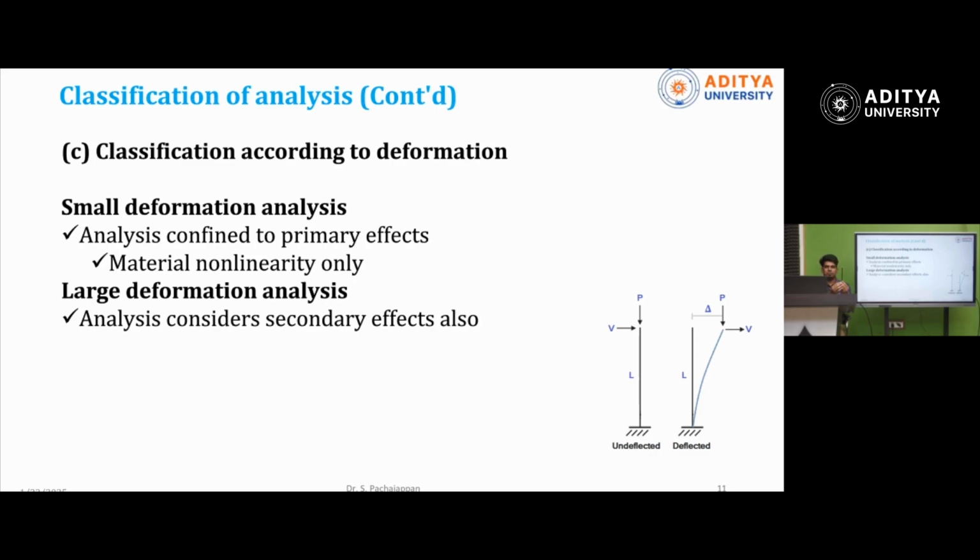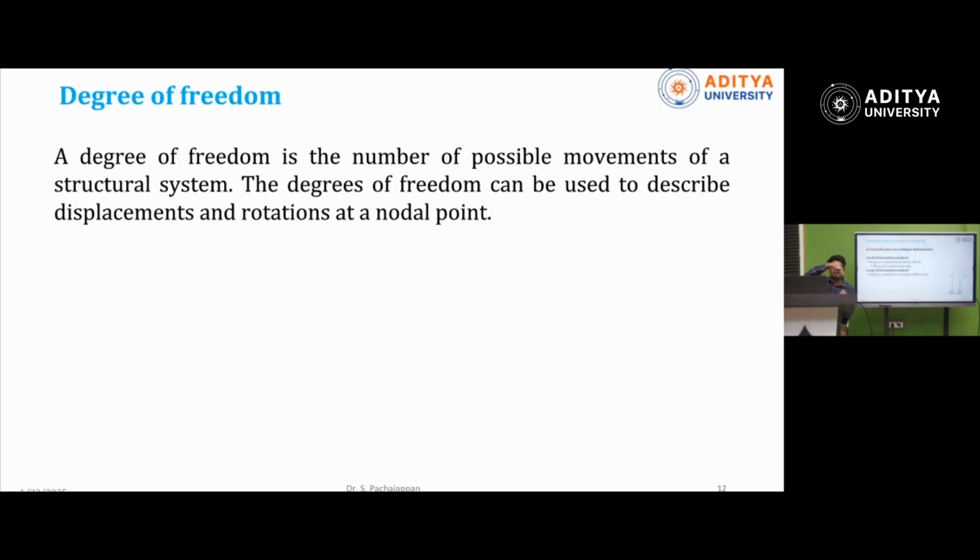So I have a column. At the top of the column, there is a point load. This point load is exactly on the line of axis. Now this column is subjected to some lateral load. What will happen? The column will be displaced to this position, but still the load is acting here. So this load multiplied by this horizontal distance will create the secondary moment, that is the P-delta analysis.